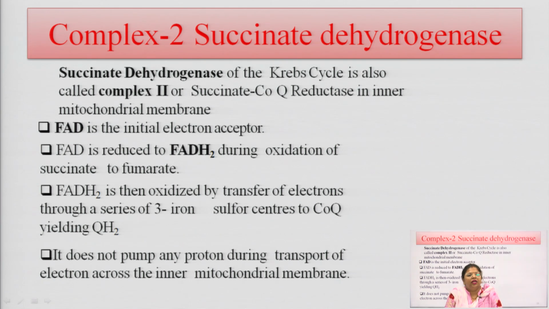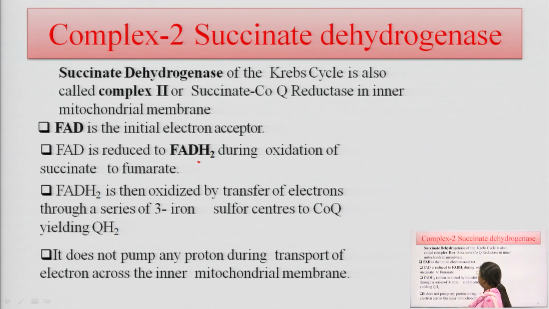Here FAD is the initial electron receptor, and it is reduced to FADH2 during the oxidation of succinate to fumarate in the Krebs cycle. So, the electrons released from the Krebs cycle are directly shifted here for the formation of high energy bonds.